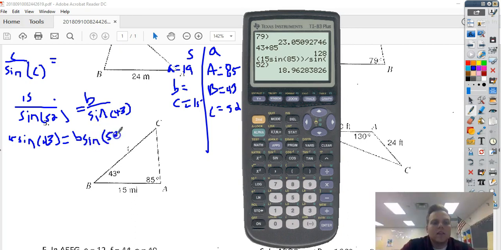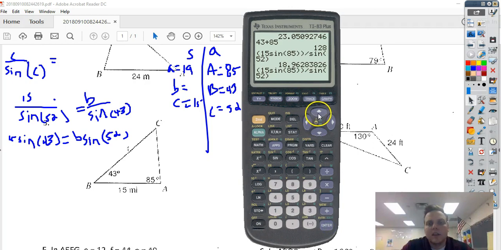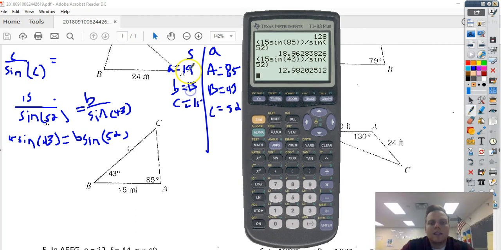Then I divide both sides by sine 52. So that's going to give me, well, let's see here. I just had this almost exact same thing. I just changed the 85 to a 43. And I get 13 after rounding up. So there we go. A is 19, B is 13, C is 15.